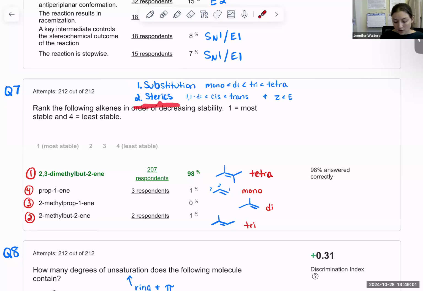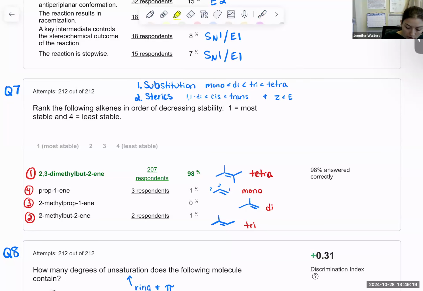For our sterics, we said that if you are a 1,1 disubstituted, that's less stable than the cis, which is less stable than trans. Or if you're just looking at Z versus E, Z is always going to be less stable than E. You want your big groups as far apart as possible to be more stable. For this, we only actually needed to know the number of substituents.